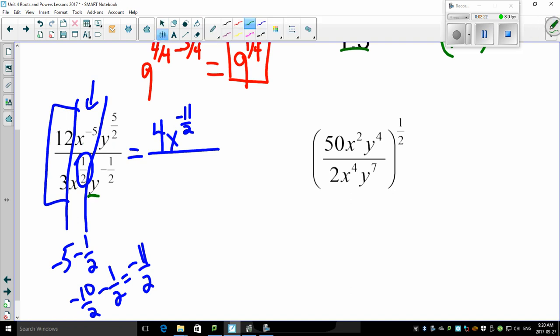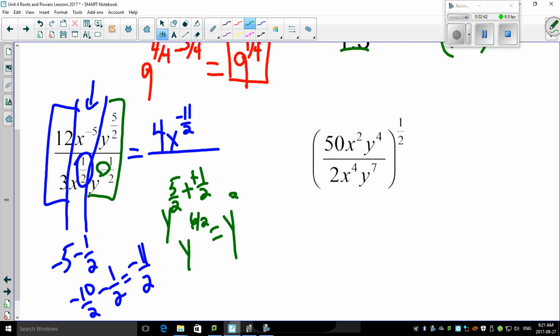That's this one here. Okay, so with the y's, this would be y to the 5/2. Right? Subtract, oh, there's the negative negative. Okay, subtract a negative 1/2, which means to add, right? So this is y to the 6/2, which we know when we reduce it is y to the 3. So that's y to the 3.